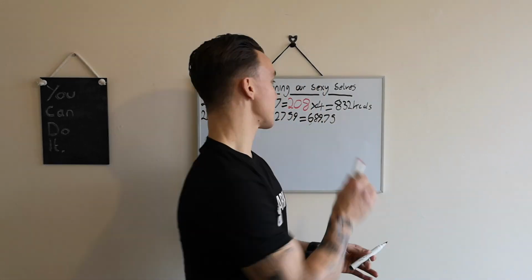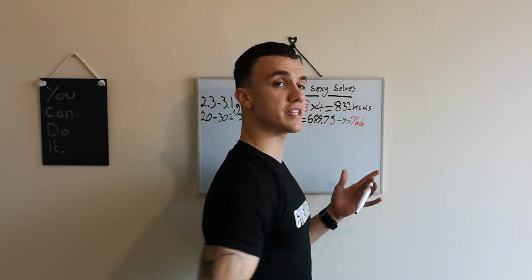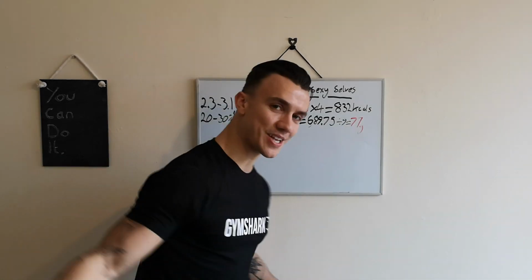Yeah, 689 calories from our fat. So we need to divide that by 9 to get 76.6 grams of fat, but we're just going to round it up to 77. Carbohydrates.